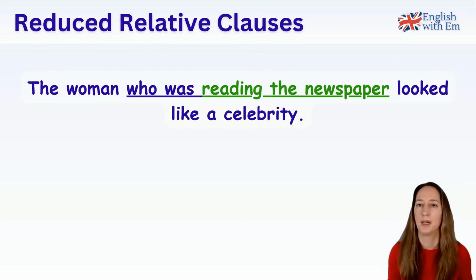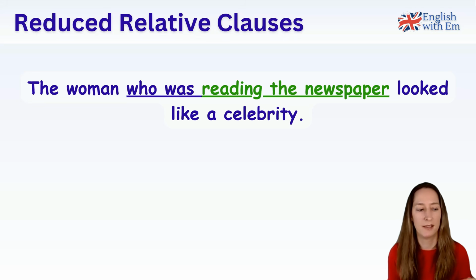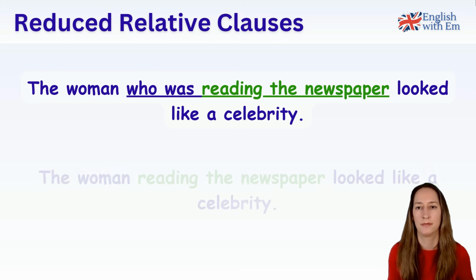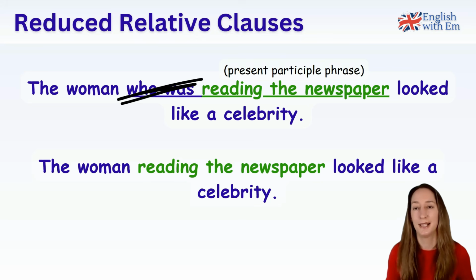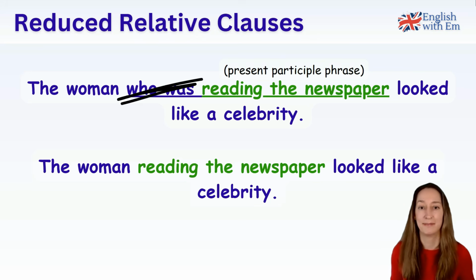Next one. The woman who was reading the newspaper looked like a celebrity. Again, pause if you need to and think about your answer. The woman reading the newspaper looked like a celebrity. Here we have a present participle phrase. We delete the pronoun and the verb to be.